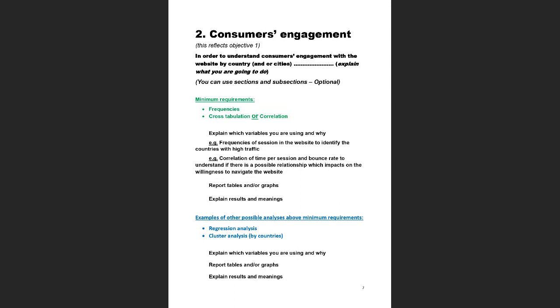So in order for you to understand, and here there is an explanation, because you need to also explain what you're doing. If I give you an example, correlation of the time per session and bounce rate, that is to understand if there is a possible relationship between those two. As I said yesterday, one was going up, the other one was going down. Okay, so the explanation of what you are doing and what you're supposed to do.